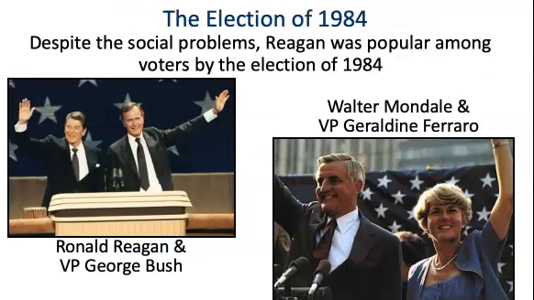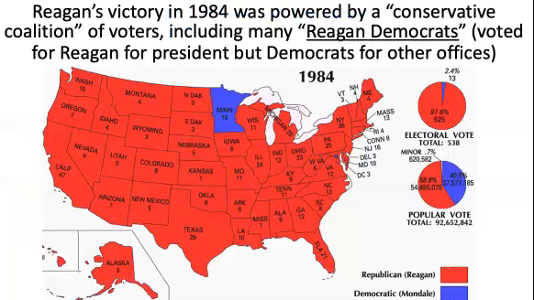However, despite the social and economic problems, Reagan was popular among voters and won re-election in 1984 over Walter Mondale and the first female vice presidential candidate, Geraldine Ferraro. And it wasn't exactly close. Reagan's victory in '84 was powered by a conservative coalition of voters, including many what were referred to as Reagan Democrats. They voted for Reagan for president, but Democrats for other offices.